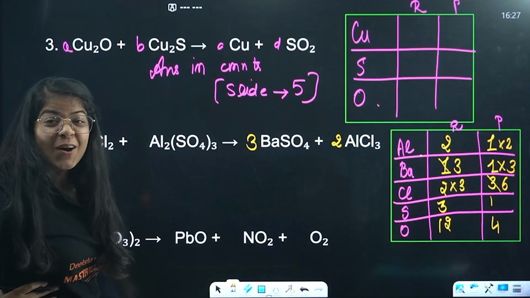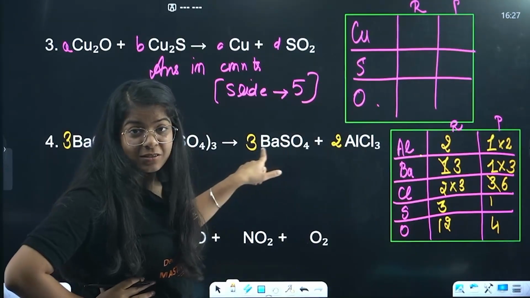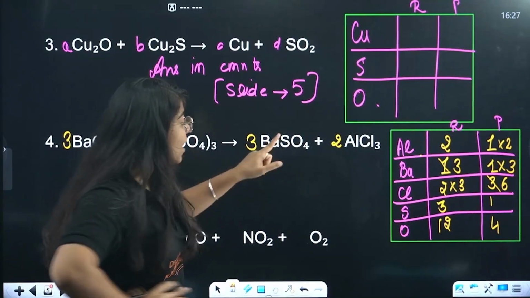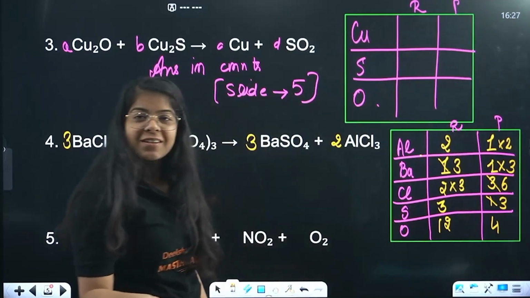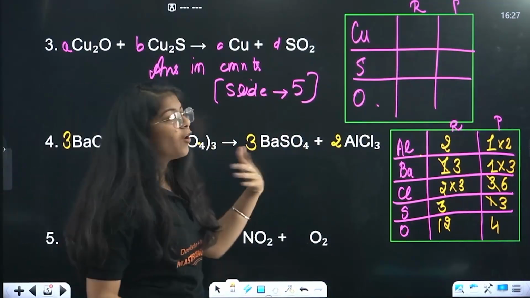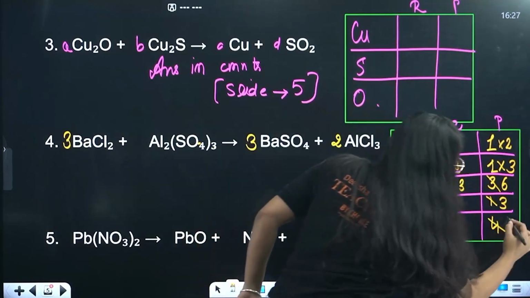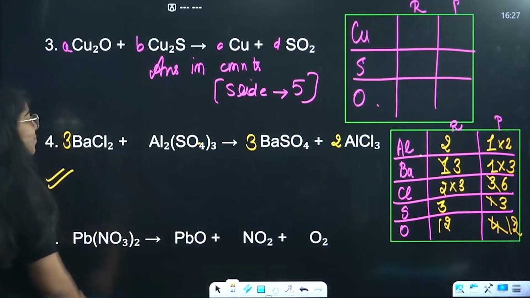Now what happened? This 3 multiplied with sulfur as well, so sulfur is now not 1 on the product side, it's 3, and it got balanced. Also 4 into 3 is 12, and 3 into 4 is 12. So this also got balanced, and hence your whole equation is balanced.